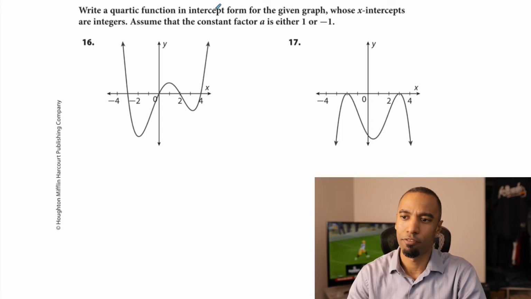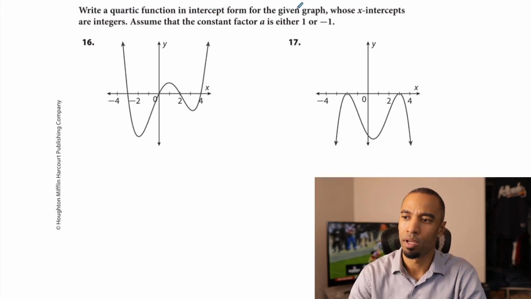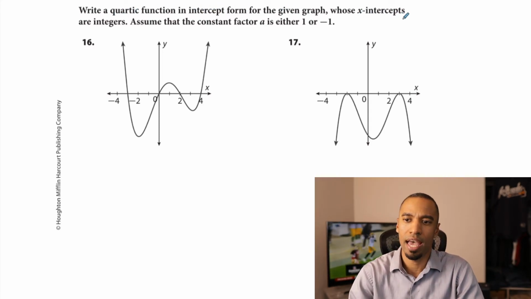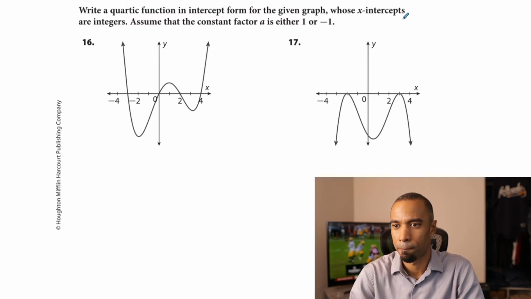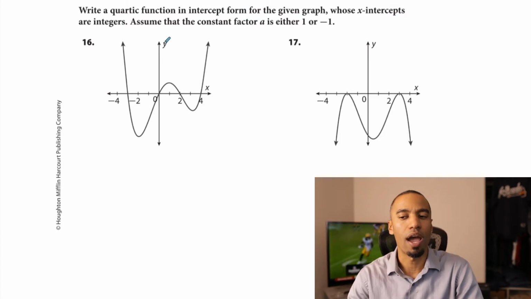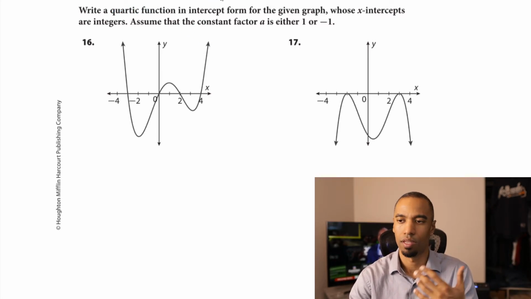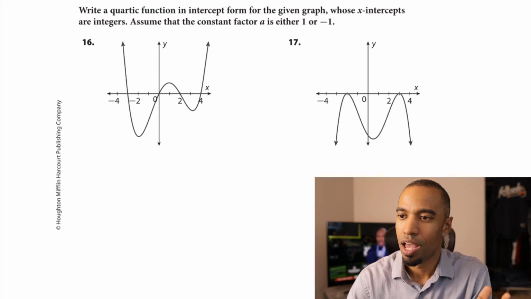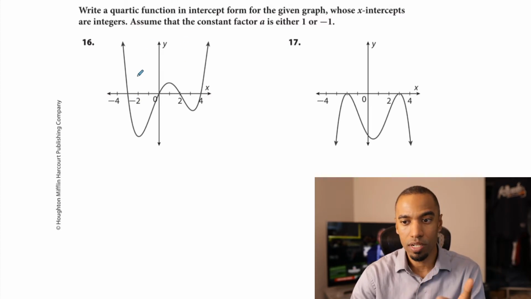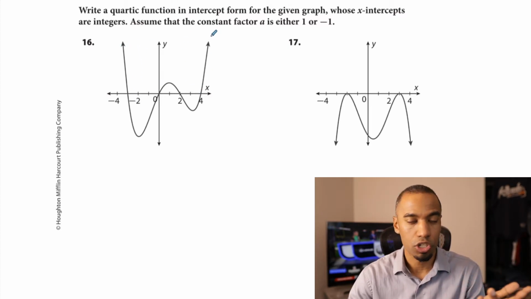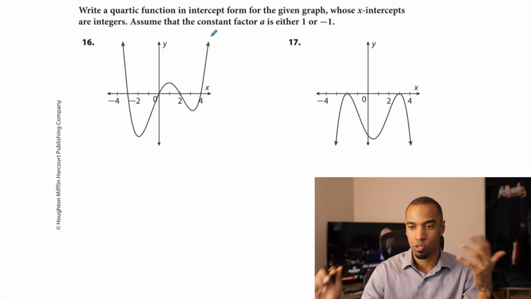Write a quartic function in intercept form for the given graph whose x-intercepts are integers. Assume the constant factor. Okay, so everything's the same. Just write a function. They tell you it's a quartic this time. But here we go. Now, for a quartic function, start up, finish up kind of thing, because even degree, right? That's what's going to happen.